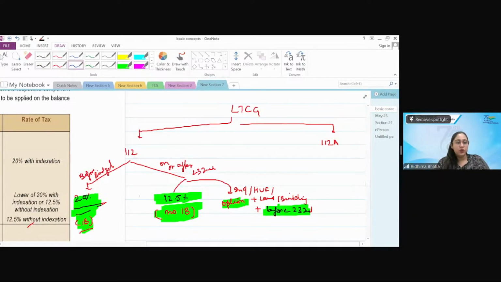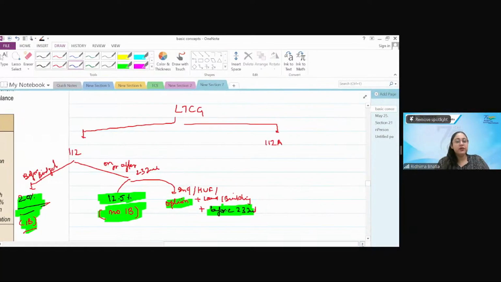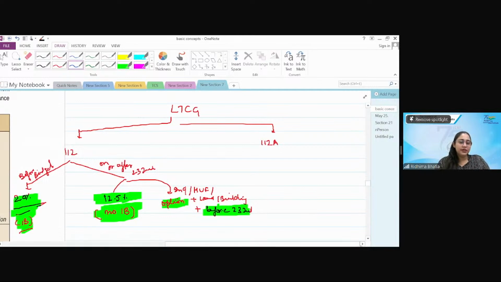Now, for long-term capital gain, tax under 112A. These are all special rates. Where there is special income and a rate defined, these rates would be applicable. Now the special rates under 112A are on listed equity shares, equity oriented mutual fund, and units of business trust. Again and again I'm saying that these would be covered in detail, but this is just a glance that you have to remember.